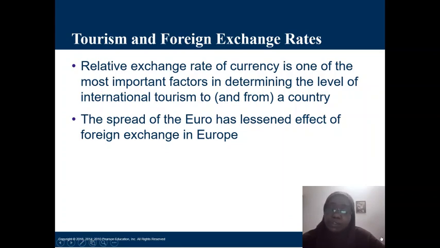Because as a traveler, you want to see how many units of your own local currency are going to purchase the currency of your destination, that's your tourism destination. And apart from that, you want to compare the purchasing power of your money. What can you buy with a unit of your own money compared to what you can buy with a unit of the tourist attraction currency? So this is very important. The spread of the euro has lessened the effect of foreign exchange in the eurozone.